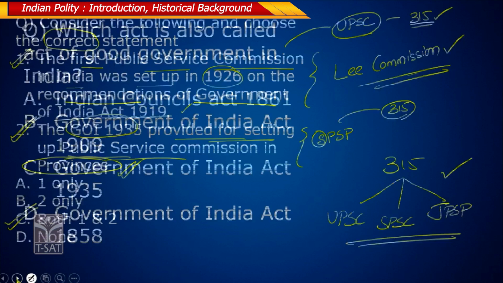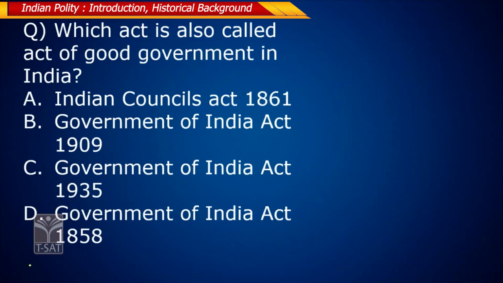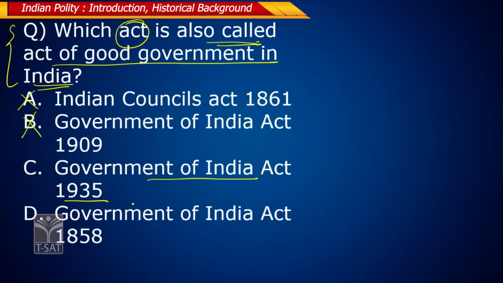Look at question number 3. Which act is also called the Act of Good Government in India? Is it the Indian Councils Act 1861? No way. Is it the Government of India Act 1909? No way. Is it the Government of India Act 1935? Maybe. Is it the Government of India Act 1858? Maybe.